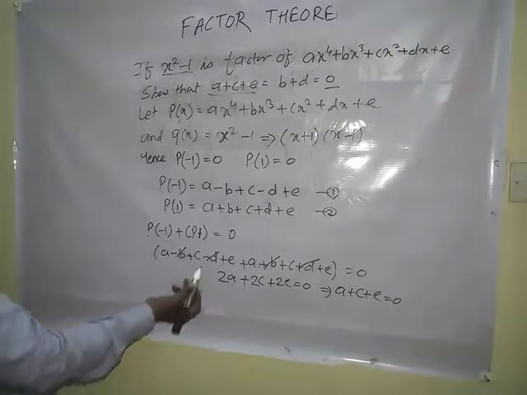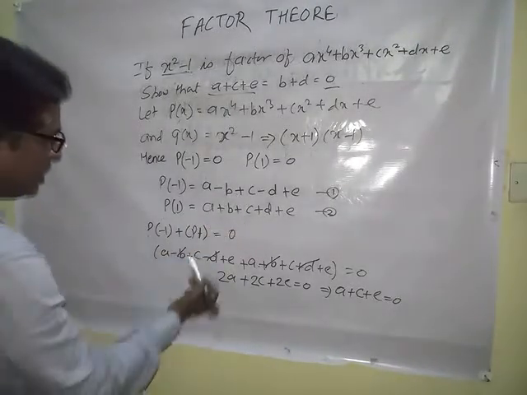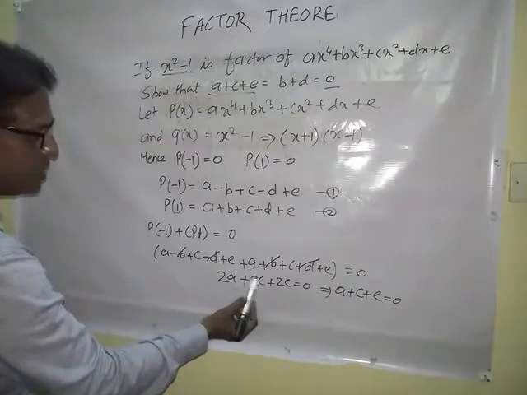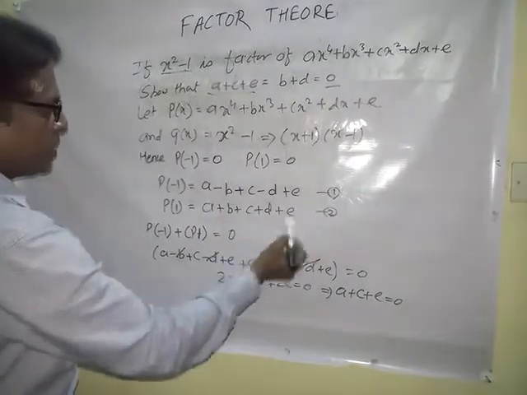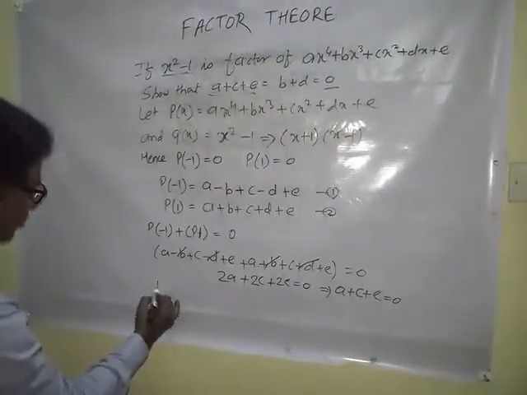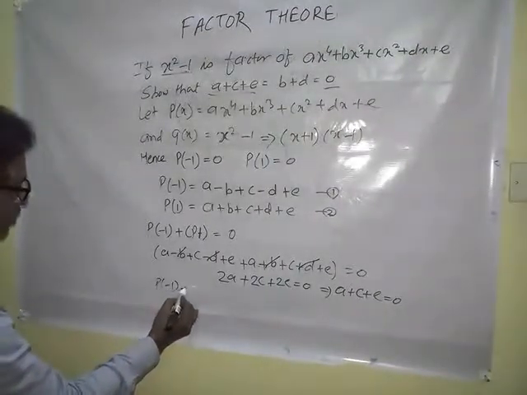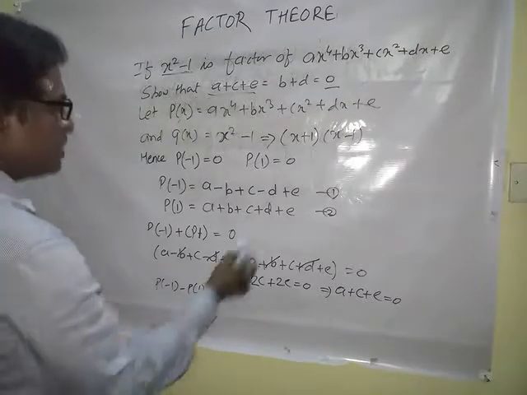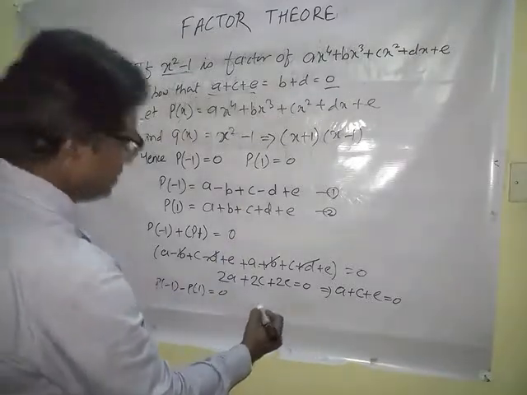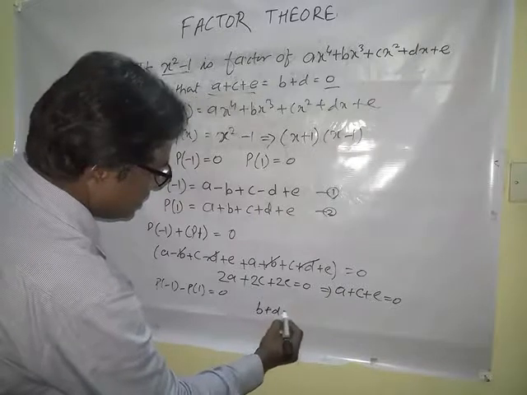Now in the second term, subtract. You added, you come to this. Subtract this equation 1 minus 2. So this time you will do p minus 1 minus p1 equal to 0. Subtract, then you will get b plus d equal to 0.